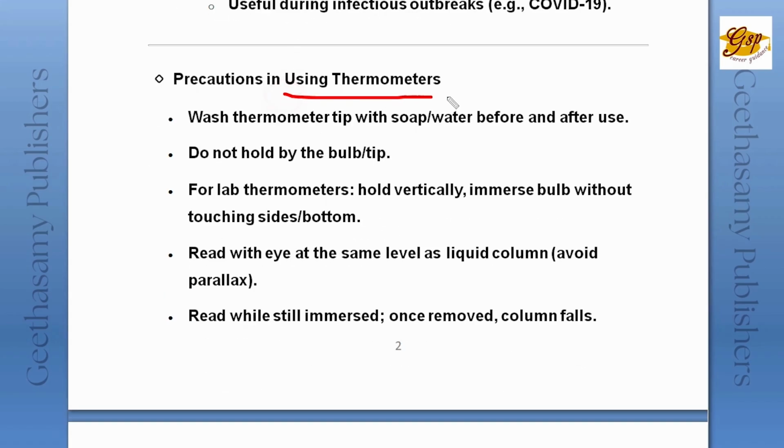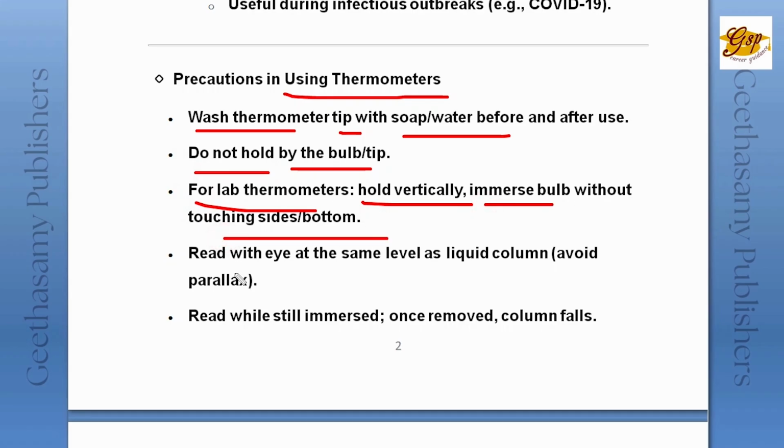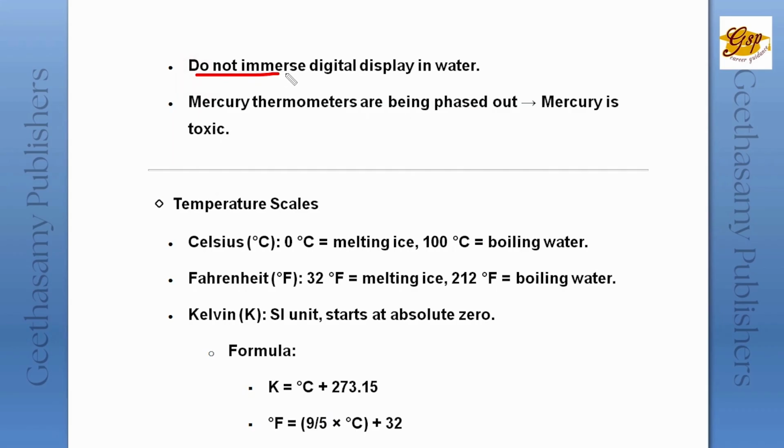Then precautions when using thermometers. Wash the thermometer tip with soap and water before and after use. Do not hold it by the bulb or tip. For lab thermometers, hold vertically, immerse the bulb without touching the sides or bottom, and read with eyes at the same level as the liquid column to avoid parallax. Read while still immersed, because once removed, the column falls. That's very important. Do not immerse a digital display in water. Mercury thermometers are being phased out, and mercury is toxic.